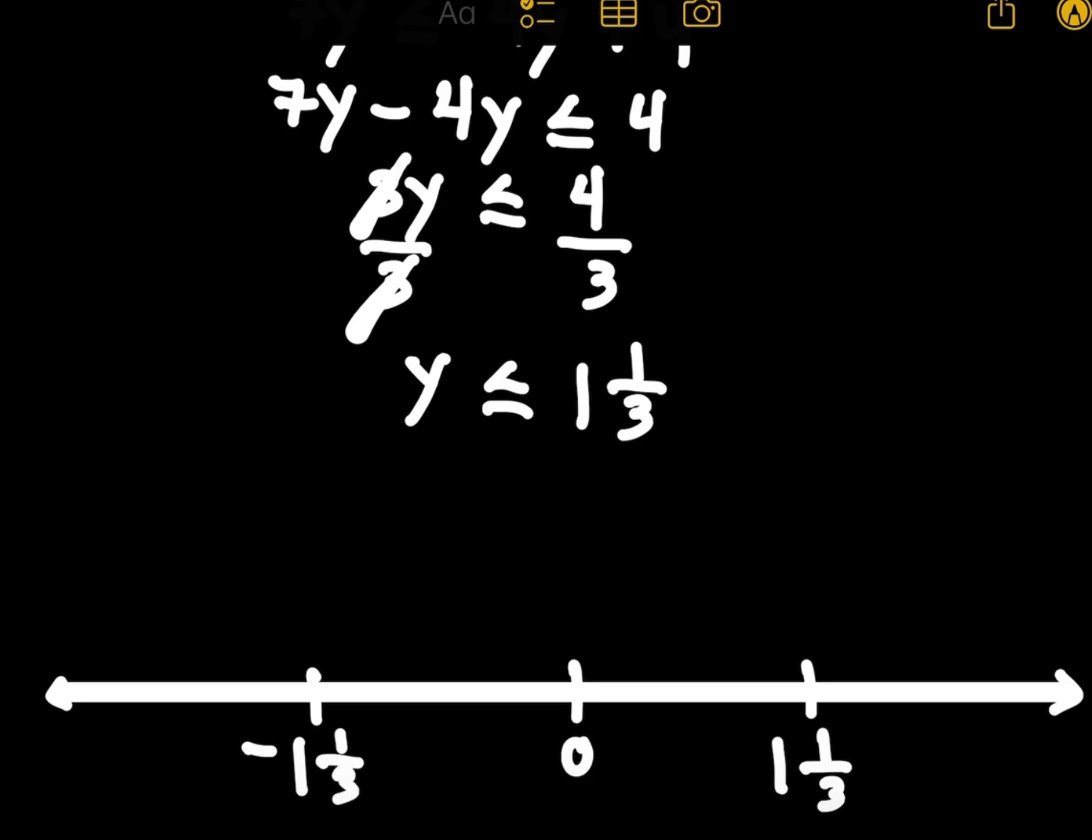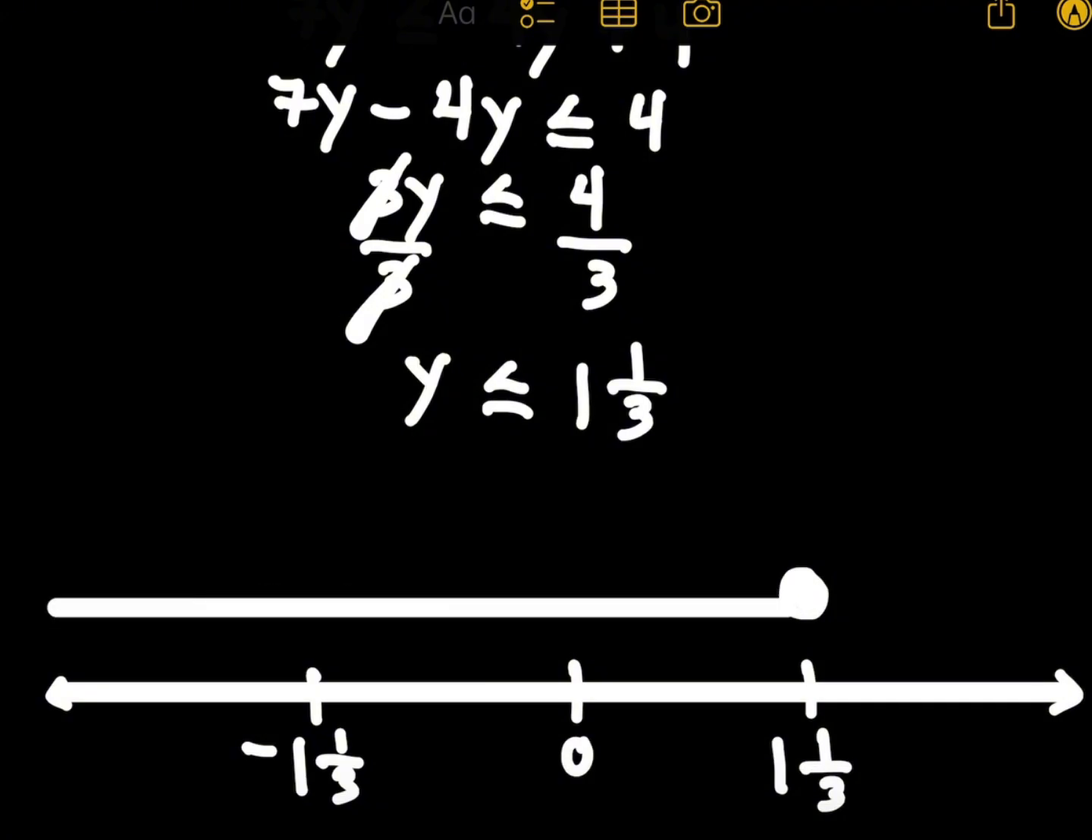Then draw your shaded circle on top of 1 and 1/3, and the direction will go to the left because the value of y is less than or equal to 1 and 1/3. That's all.